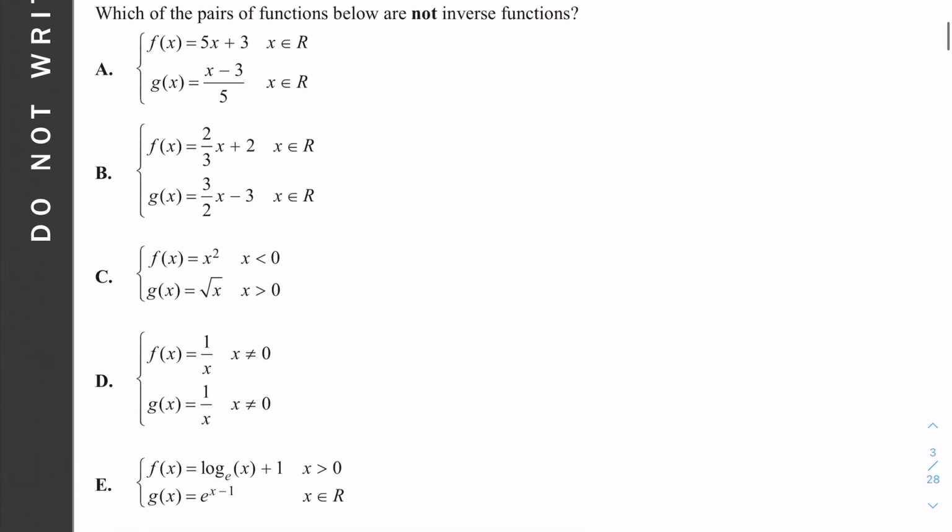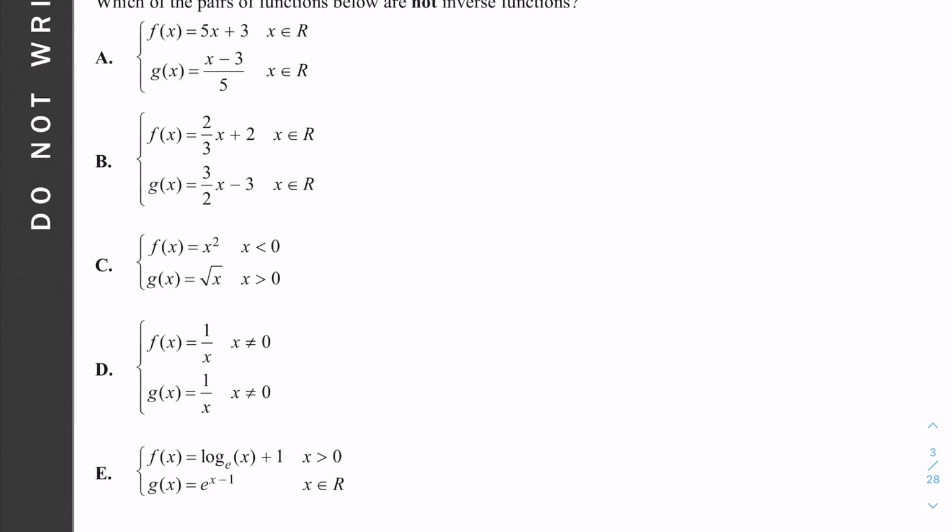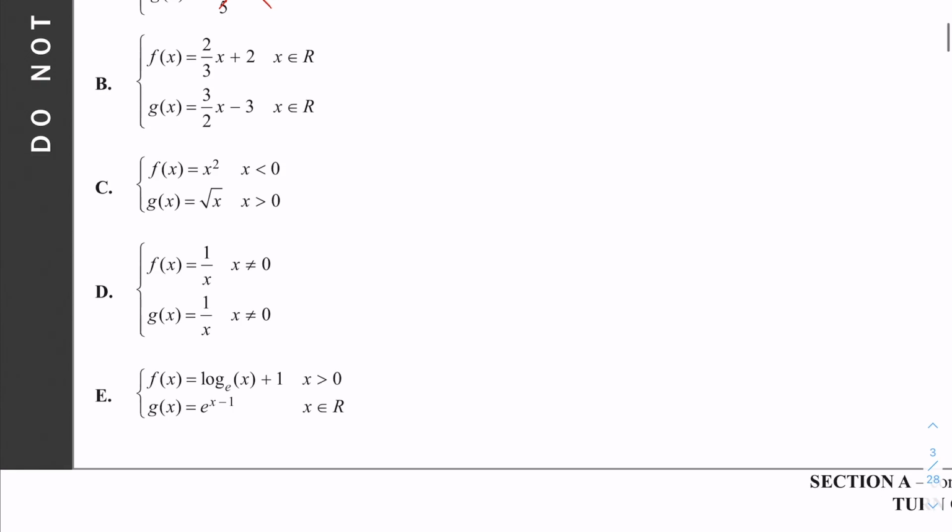Which of the following pairs of functions below are not inverse functions? Okay, so if we rearrange this, we'll get (x minus 3) over 5, so not that one. 2x, so minus... x minus 2, yeah, so that's an inverse function.